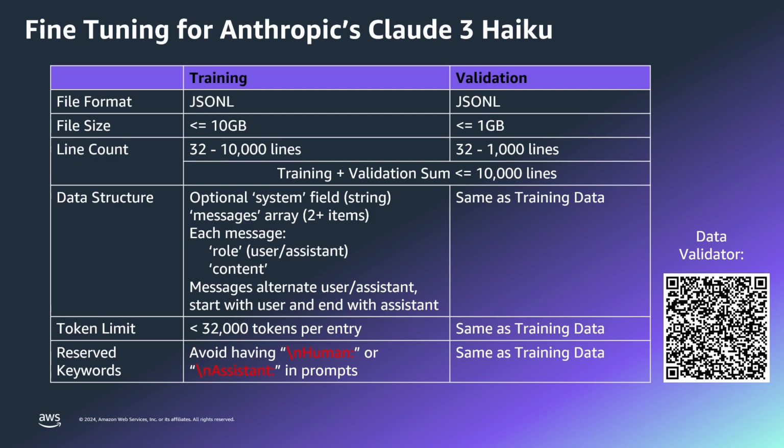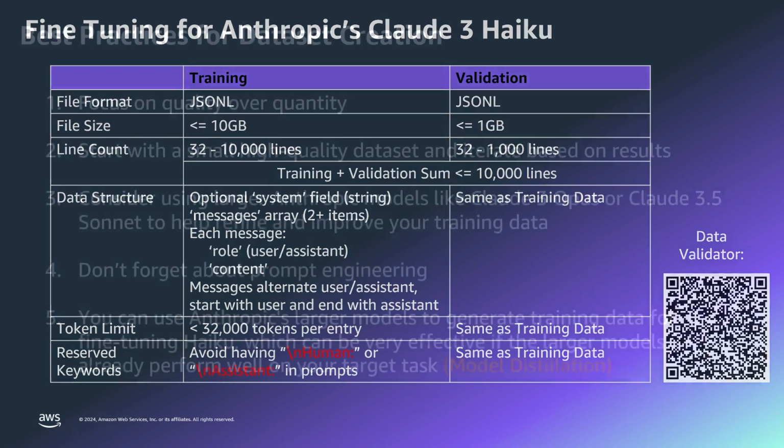In order to make your training data clean and valid, you want to use our data validator tool, which actually checks all these parameters for you and flags the ones that don't meet these parameters. That way you can make sure that you have clean data before going into the actual fine-tuning process.